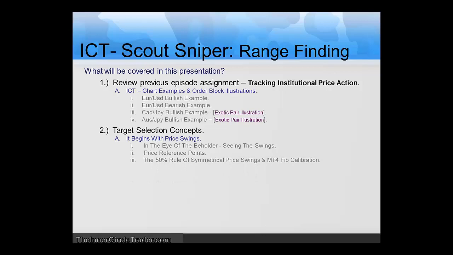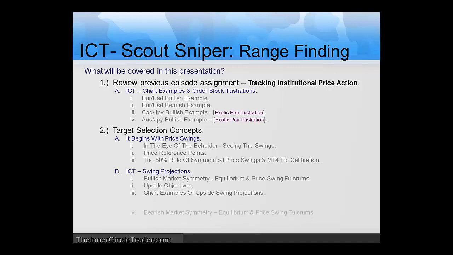And we're going to be introducing the 50% rule of symmetrical price swings, and we're going to be giving you the instructions of MT4 fib calibration. And we're going to be looking at ICT swing projections. Market symmetry in the bullish realm. We're going to be talking about equilibrium and price swing fulcrums. We're going to give you upside objectives, and we're going to be looking at chart examples of upside swing projections.